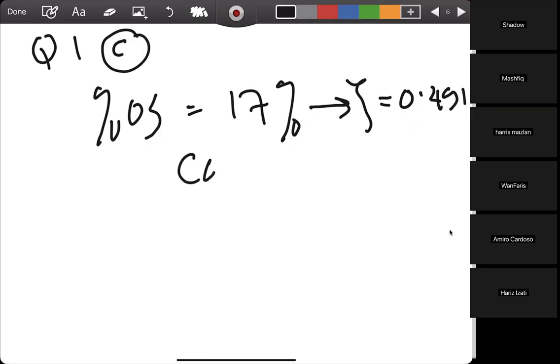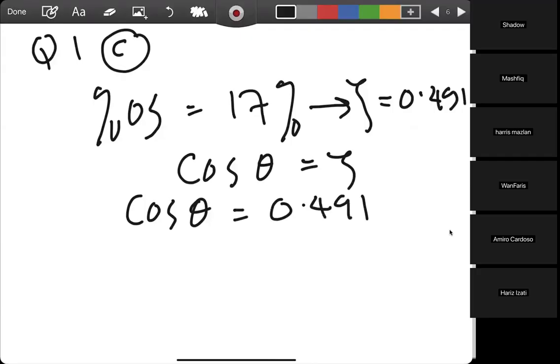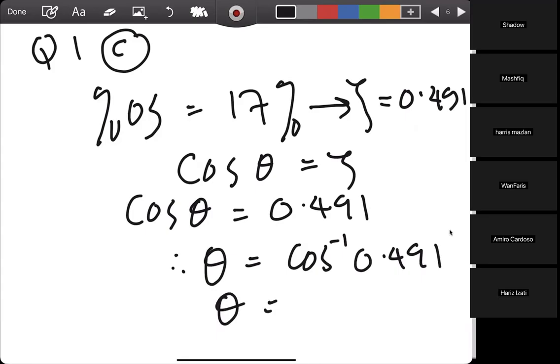So cos theta equal to zeta. Cos theta equal to 0.491. So theta is inverse cos 0.491, which will give you Haris Mazlan. Tak tahu. Coming. Mashfiq. 60.6, Doctor. 61 degrees.